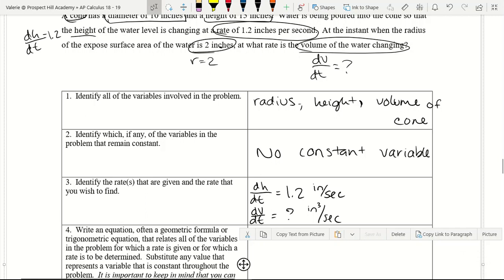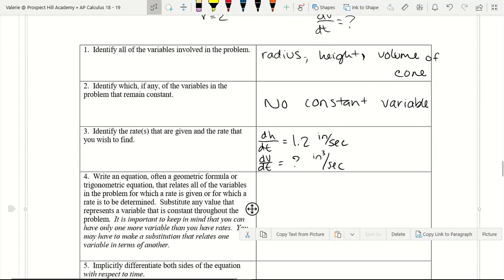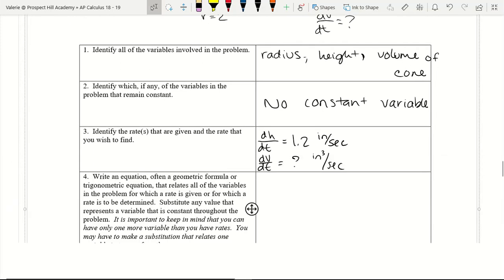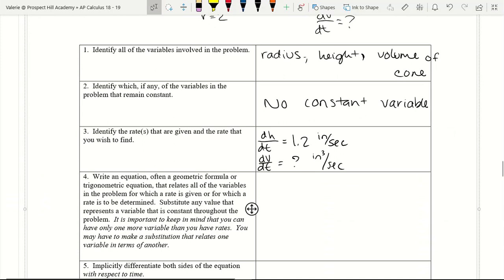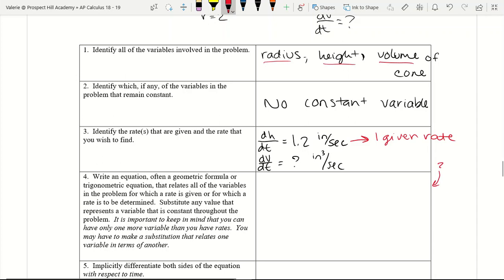Okay, so here's where we run into an issue, right? So for part 4, we know that we have only one given rate. So because we only have one given rate, we're only allowed to have 2 variables. However, we have 3. So since we're only allowed to have 2 variables, and we have 3, and not one of them is constant, that means we have to rewrite one variable in terms of another.